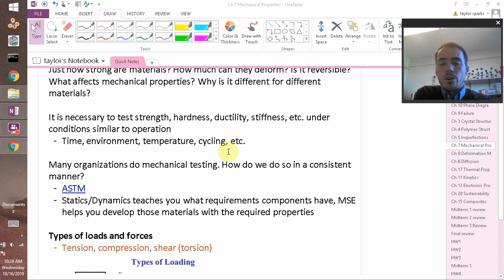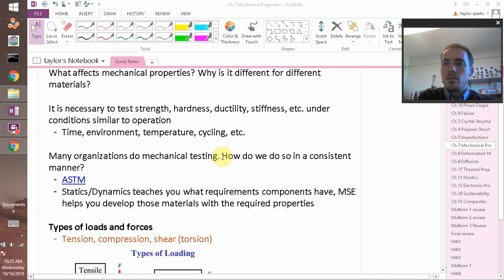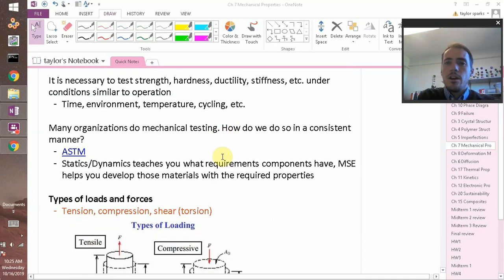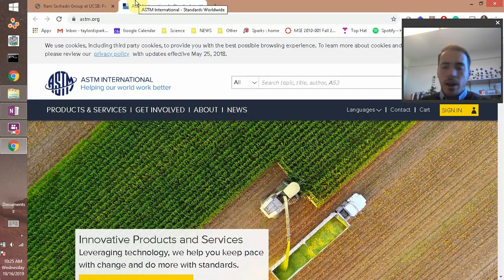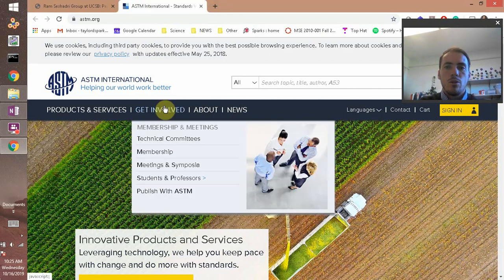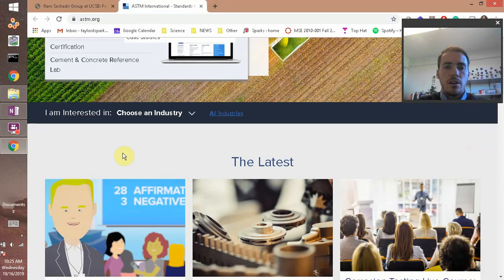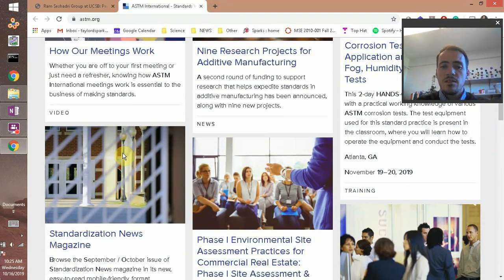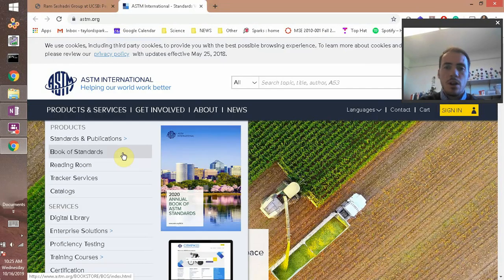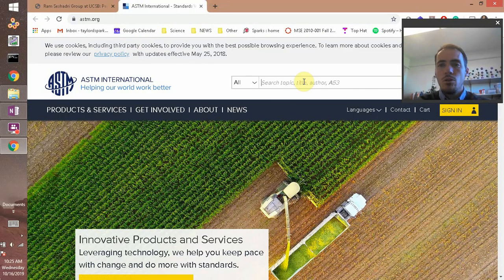There's actually whole organizations dedicated towards testing, mechanical and otherwise, right? And the way that we test things in an organized manner is by following things like the ASTM. So what is the ASTM? Well, the ASTM stands for the American Society for Testing and Materials, right? What you can look at in here gives you all sorts of different ways to test different materials for different applications. Literally, you could pick anything you wanted in here.